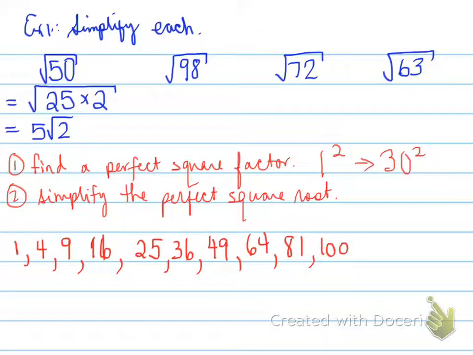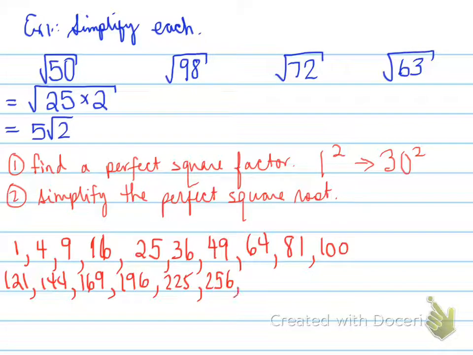And then 11 squared is 121. 12 squared is 144. 13 squared is 169. 14 squared is 196. 15 squared is 225. 16 squared is 256. 17 squared is 289. 18 squared is 324. 19 squared is 361. And 20 squared is 400.